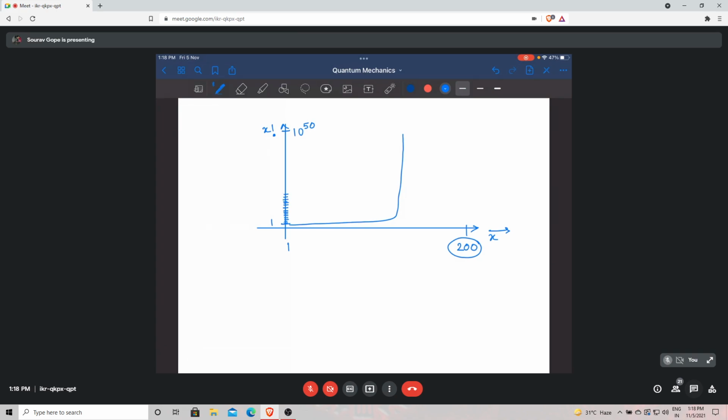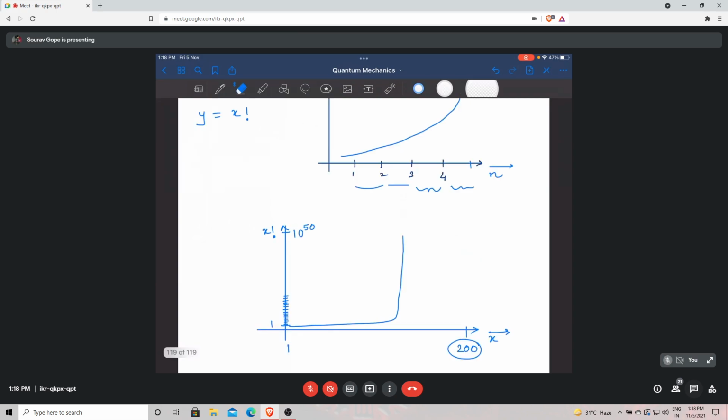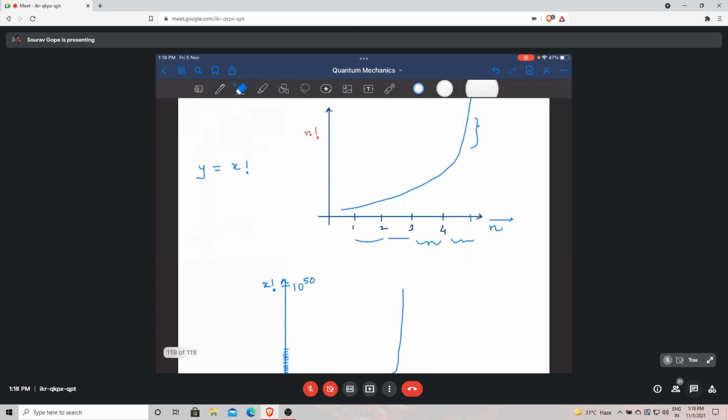But if we take the logarithm of this and plot in the log plot, then see how these things become beautiful. If you just take log on both sides, log of y is equal to log of x factorial, right?